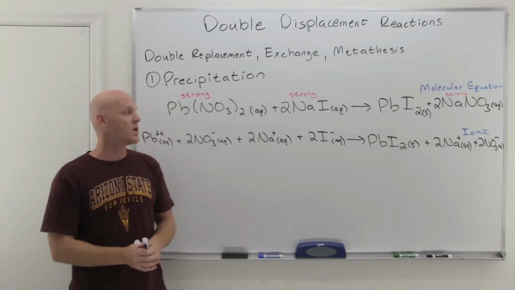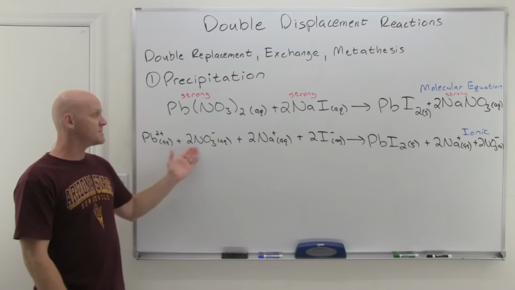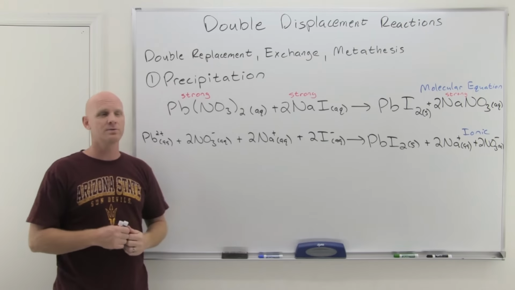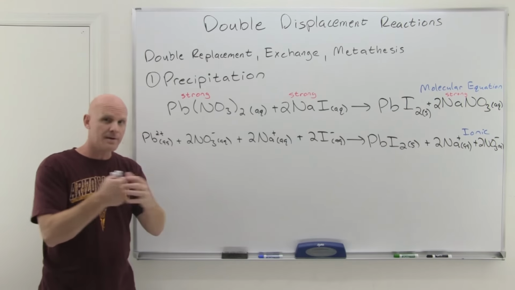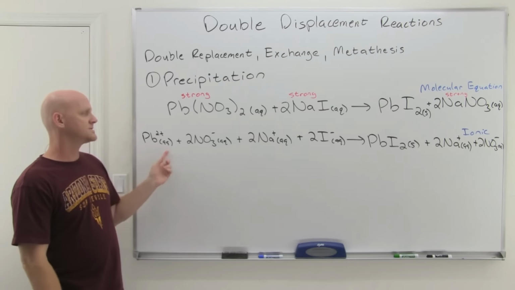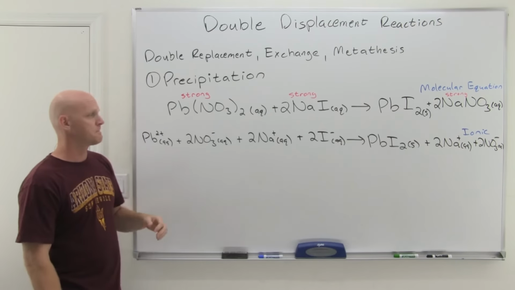And the only difference, again, is that all your strong electrolytes, we write them as fully dissociated, because that's actually a better reflection of what's happening inside that solution. So the lead and the nitrate aren't actually bonded together in this solution. They're floating around independently, since it dissociates completely as a strong electrolyte.